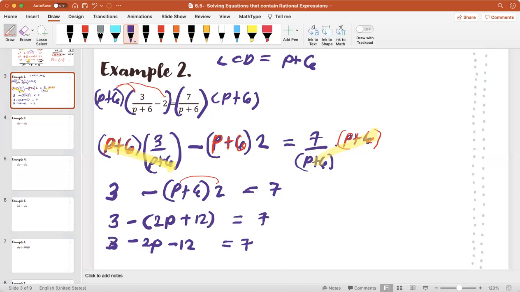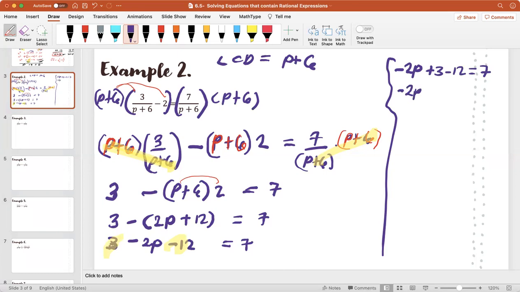Combining like terms on your left side. We have negative 2p first. Let's write that first. Negative 2p. What's next to negative 2p? We have like terms. Your 3 minus 12. So we can put that there. That is plus 3 minus 12 equals 7. Or you can subtract it right away. What's 3 minus 12? That's negative 9 equals 7.